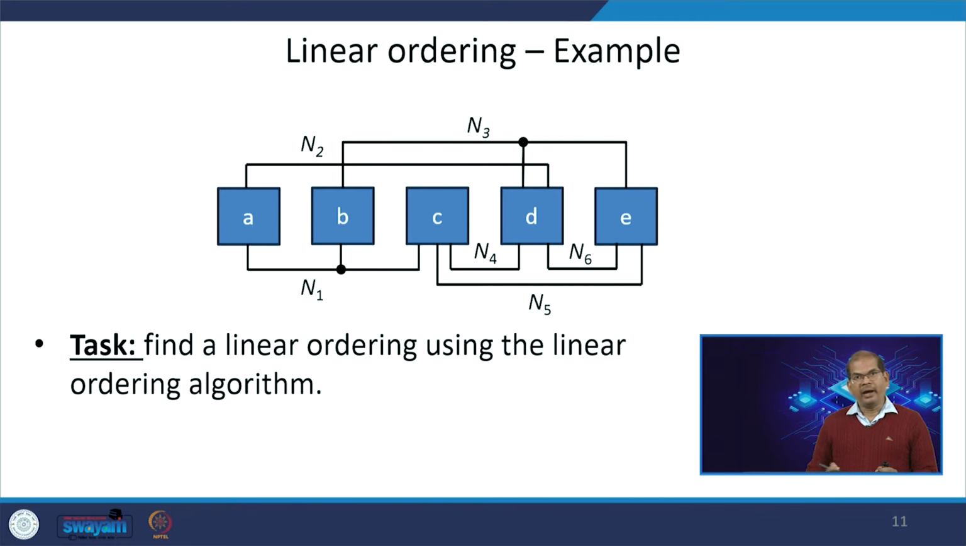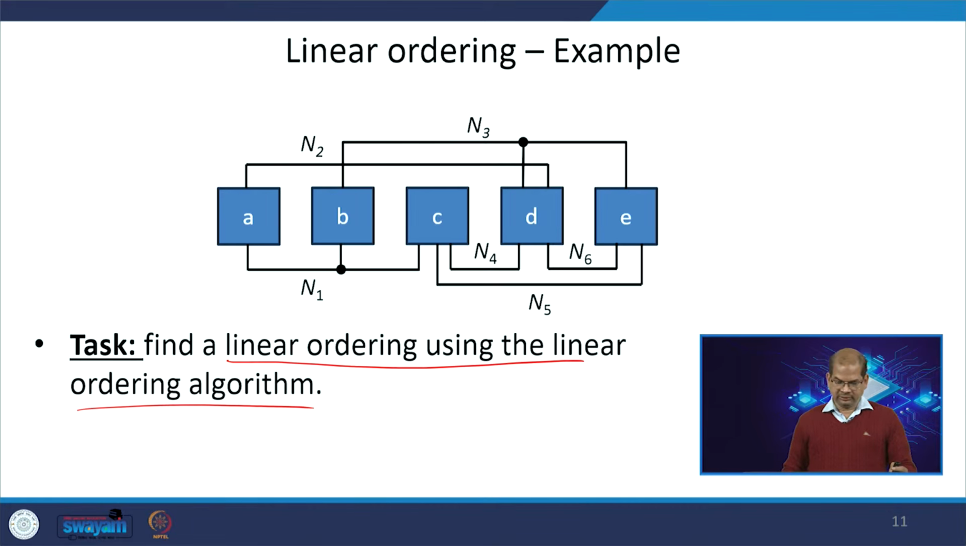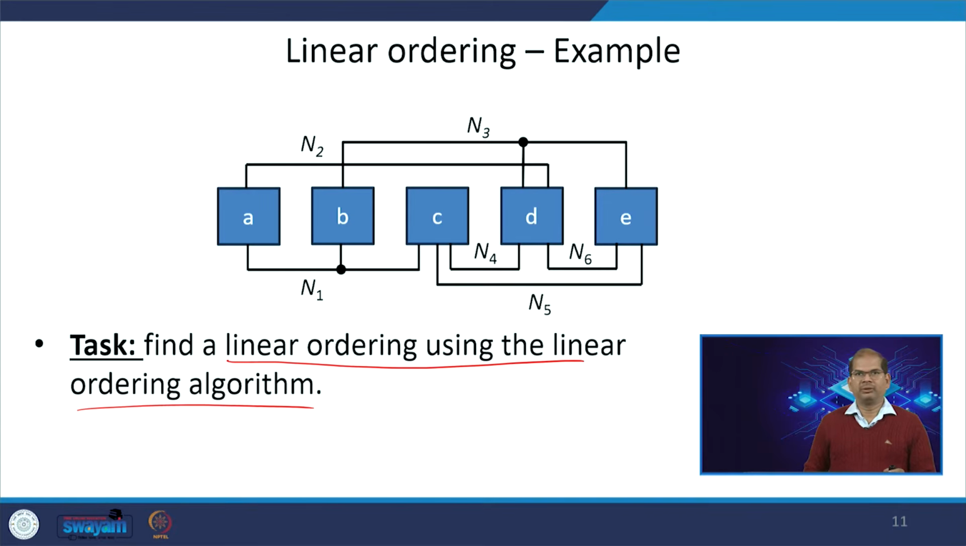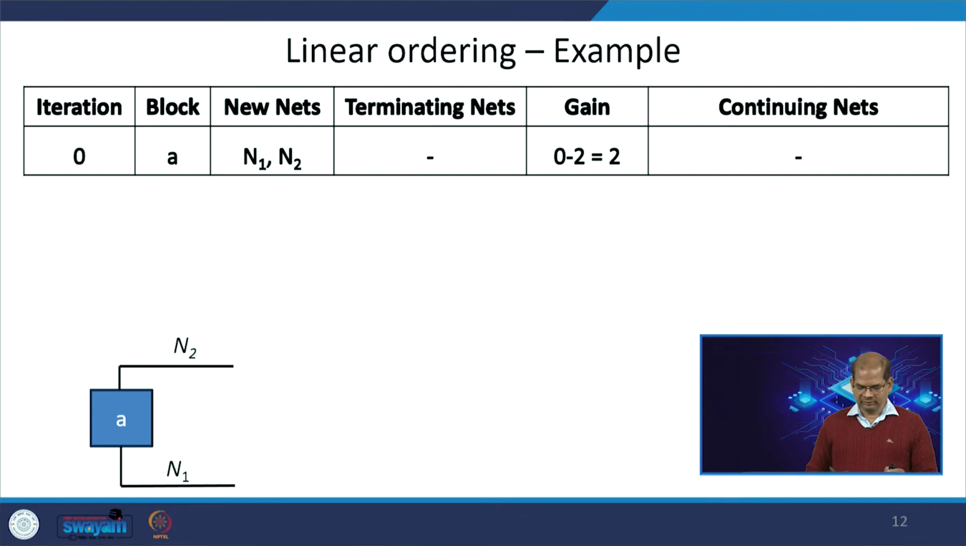Now we need to find the placement of the blocks in such a way that our interconnect distance will be minimum. How can we do that? We find a linear ordering using the linear ordering algorithm. With the information given to us, we have created the placement of the blocks, but how can we optimize the initial placement? We will start with the first block, block A, as the initial block we are placing.